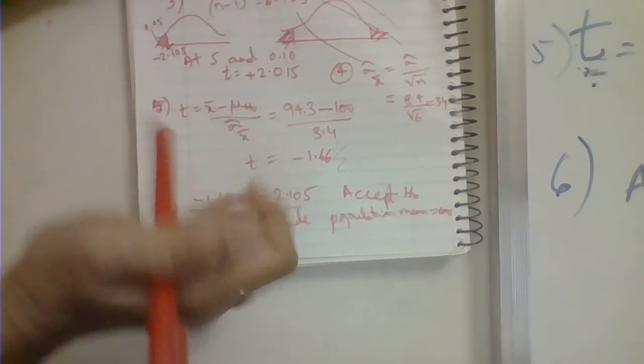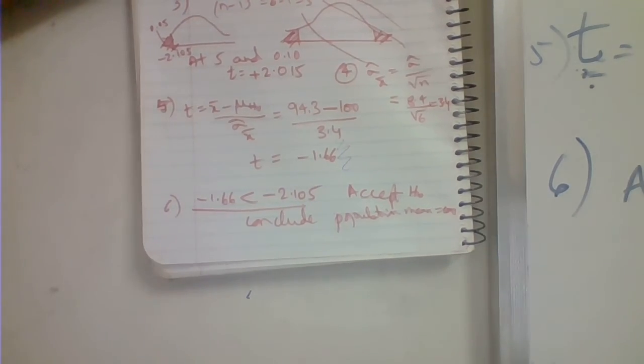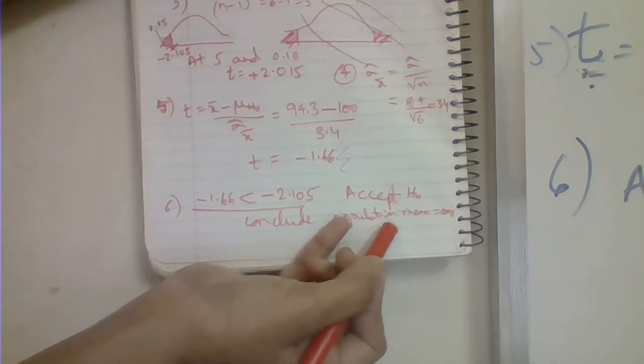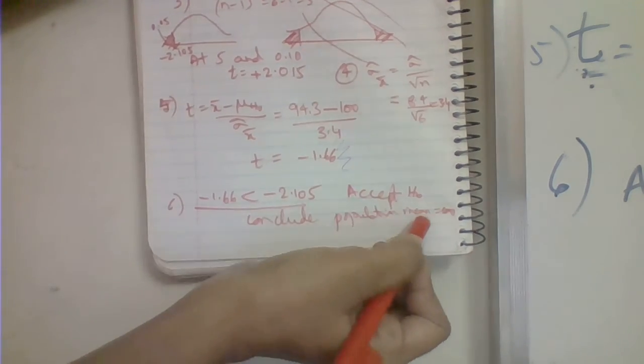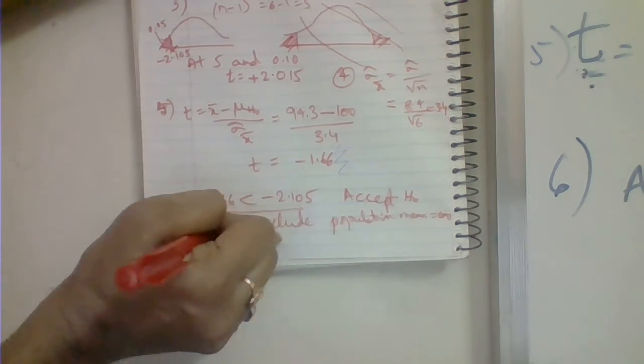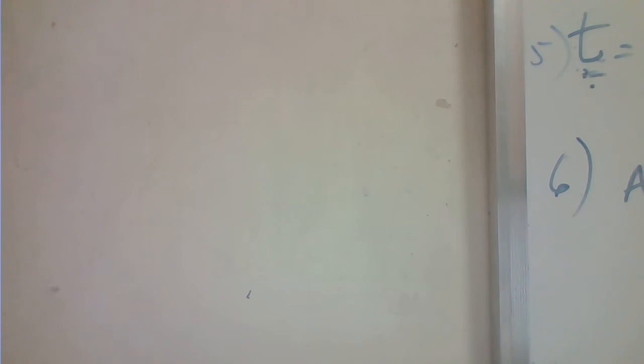In the last step, you have to write the conclusion in terms of the problem. In the problem he is asking you to check that the null hypothesis is 100. So we conclude that the population mean is 100. So this last step you have to write in terms of the problem, whatever he has given you. So this is about the problem. I'll send some more problems.